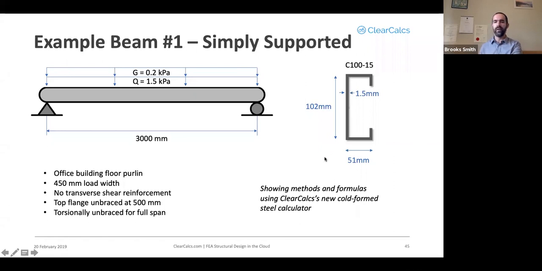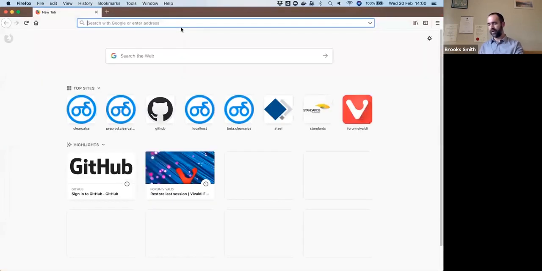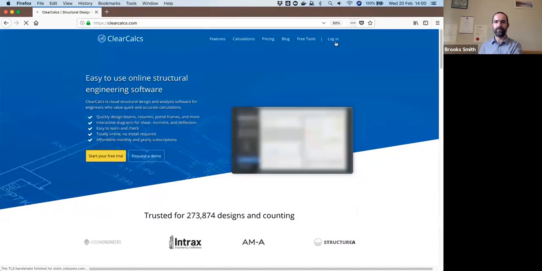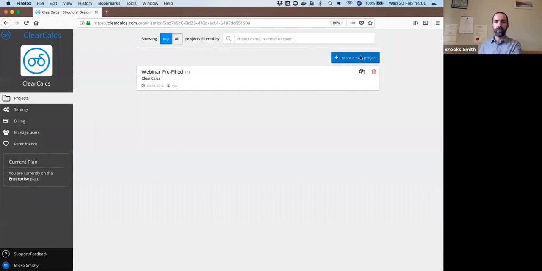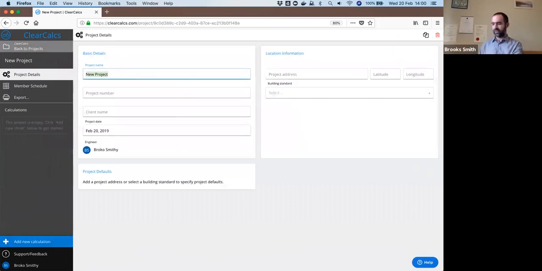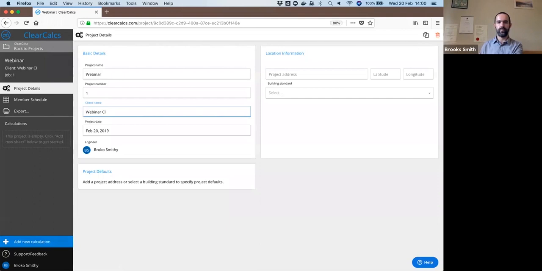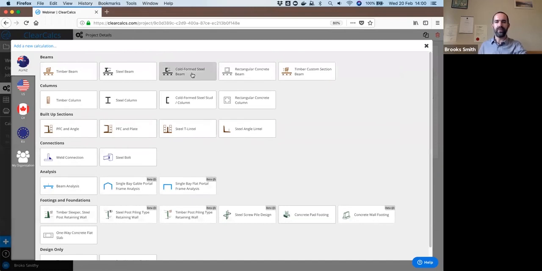We'll use ClearCalcs as our means of providing this example. So I'll open up my web browser, go to clearcalcs.com, and log in. We'll create a new project, just call it webinar here. First project for webinar clients, let's say. And I'll add a calculation for a cold formed steel beam.